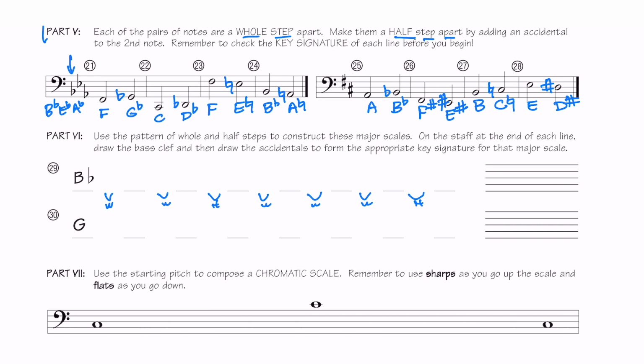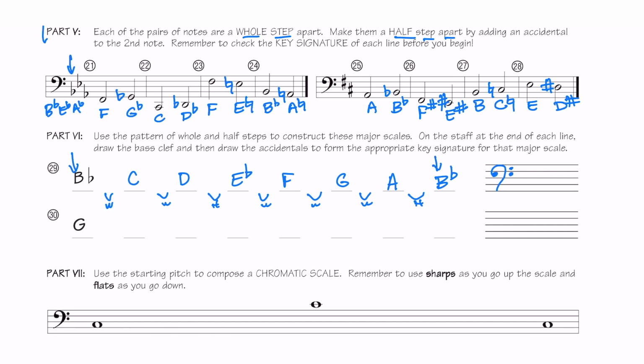Okay, so now with our keyboard in our head, let's spell those notes. B flat up a whole, C up a whole, D up a half. Now I don't say D sharp, I have to use the next letter name, which would be E flat, up a whole, up a whole, up a whole, and then up a half, A to B flat. Now remember, you should end on the same note that you started with. Then on the staff, at the end of the line, I'm going to draw a bass clef.